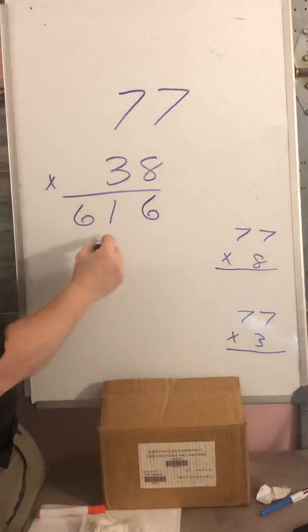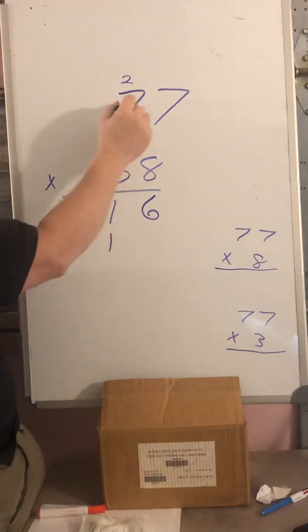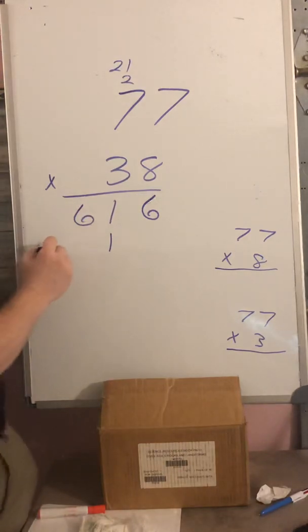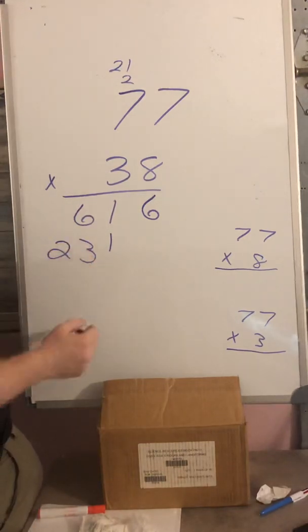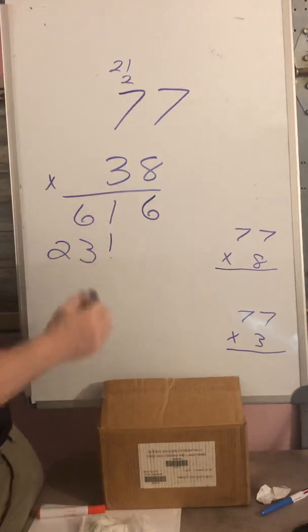3 times 7 is 21. Put down the 1 and carry the 2. 3 times 7 is 21. 21 plus 2 is 23. If you multiply by the 3, the answer has to start under the 3.